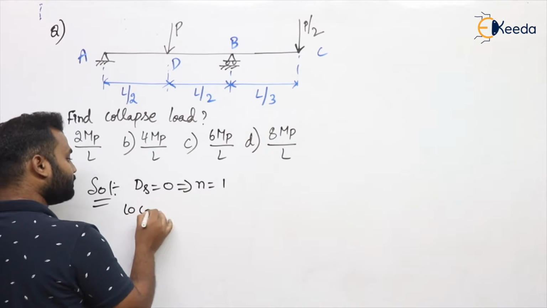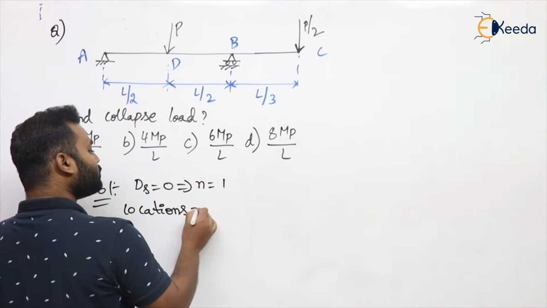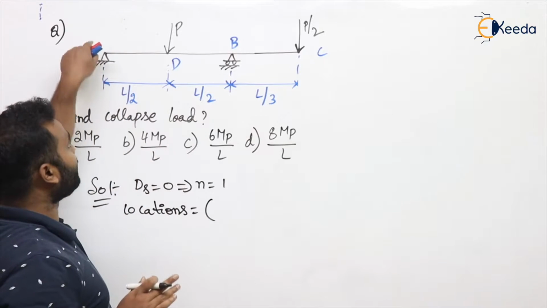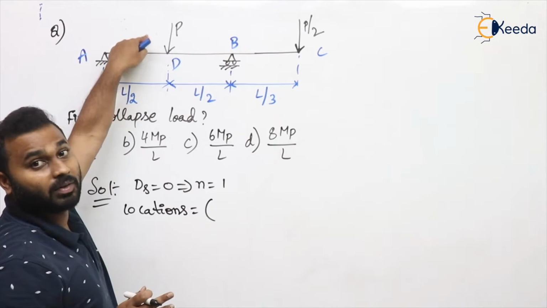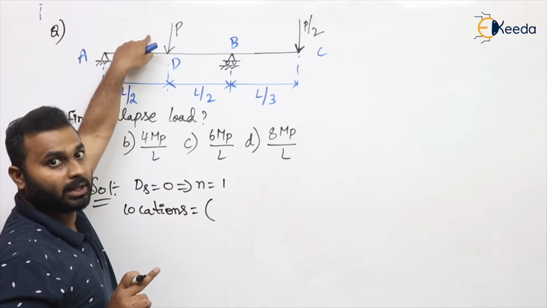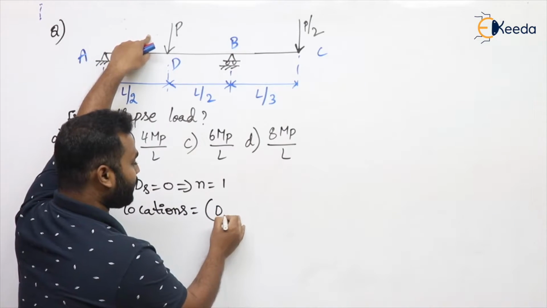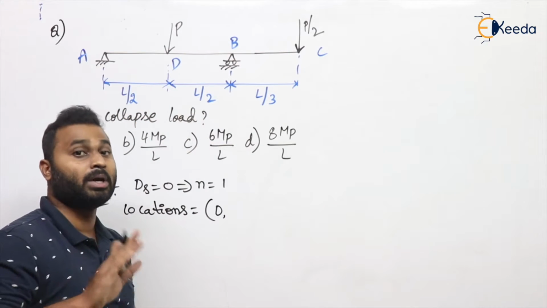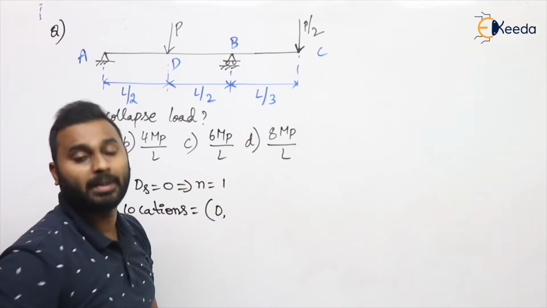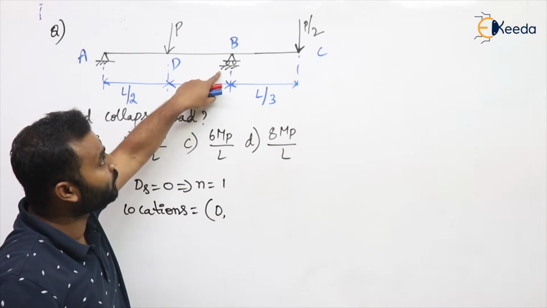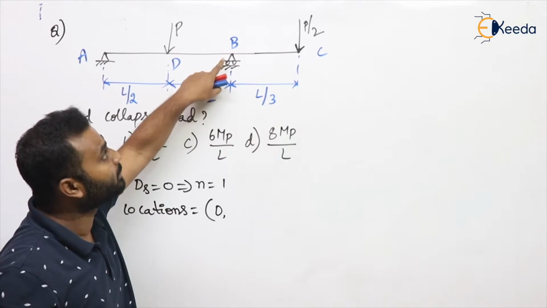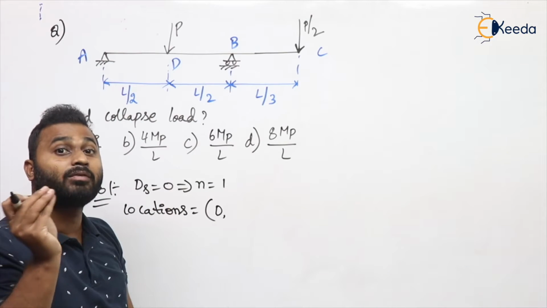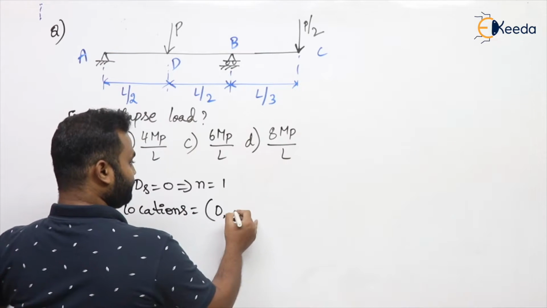Now the locations. At A, a roller or hinge is existing, therefore we can eliminate this. But at the location of the point load, D is a possible location. And coming to B, even though B is a roller support, the given span is continuing over B, over a roller support. Therefore, chances are there for the formation of a plastic hinge at location B also.